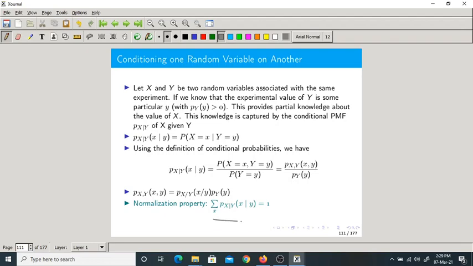So this is another normalization property. Can you prove this? So P x comma y of x comma y, P x given y of x given y, this formula. Substitute here in the summation. Okay, what do you get? Let us see. Okay, you solve this. That is homework for you.